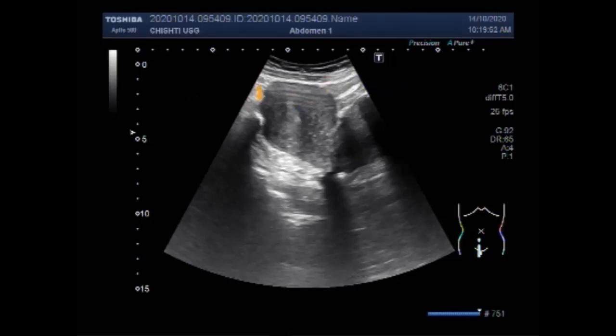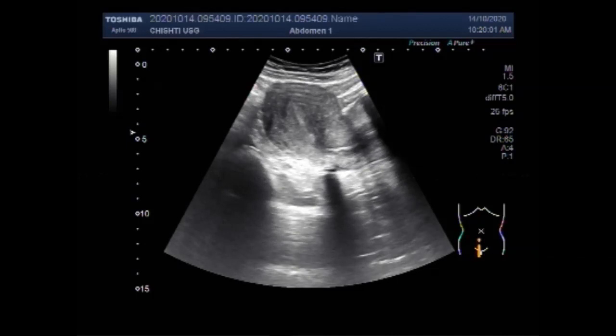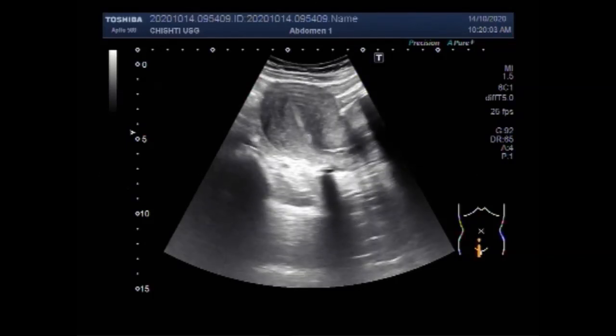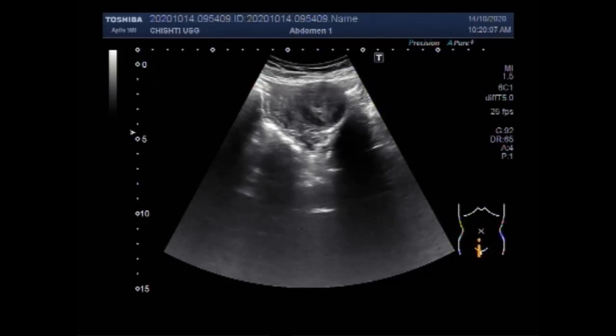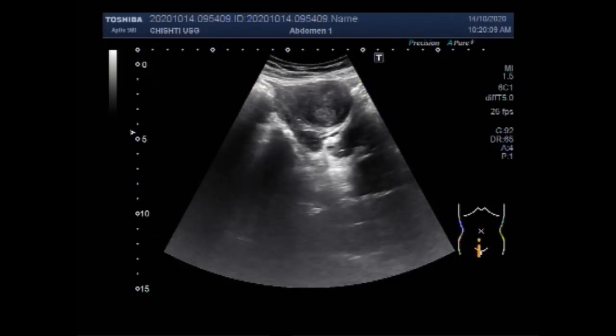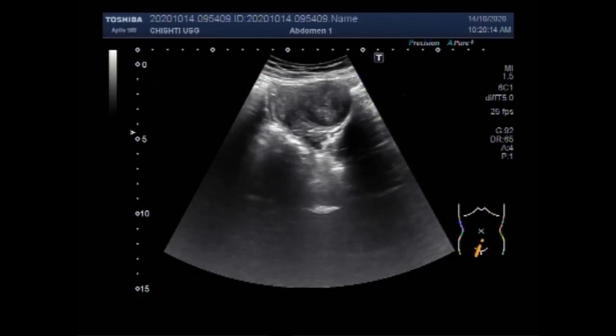The uterus looks bulky and inflamed. Now you can see a large mass in the distal portion of the uterus, attached to the anterior wall near the fundus.